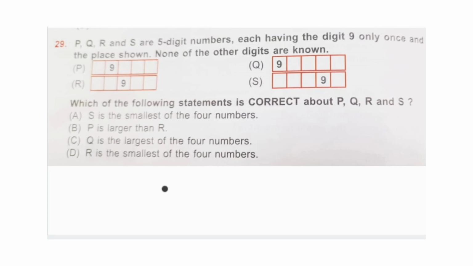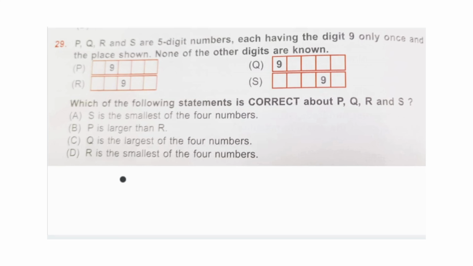Let's see question number 29 from the Achievers section, HOTS. Here, the question says PQRS are 5-digit numbers, each having the digit 9 only once and in the place shown. None of the other digits are known. So we have 4 options where we see 9 in random places, but we don't know any numbers beyond 9. Now, we need to find which of the following statements is correct about PQRS.